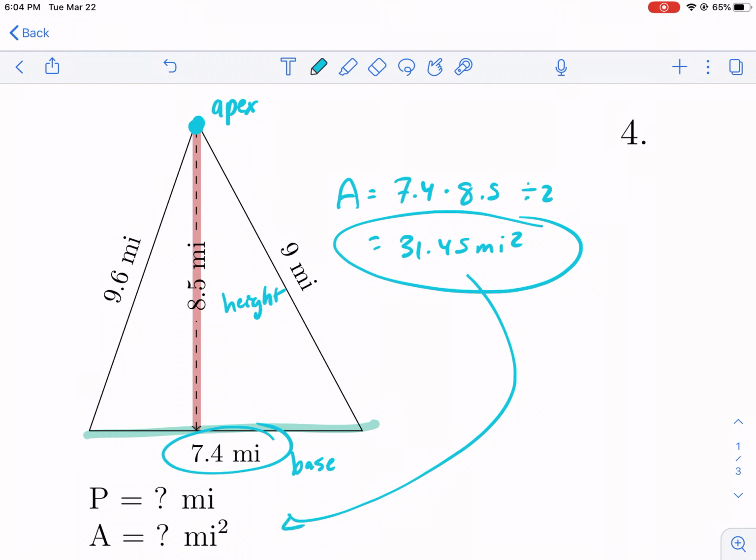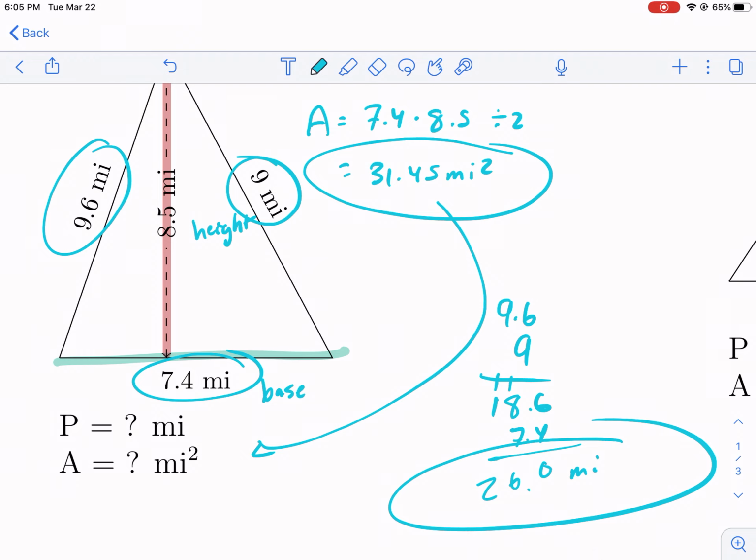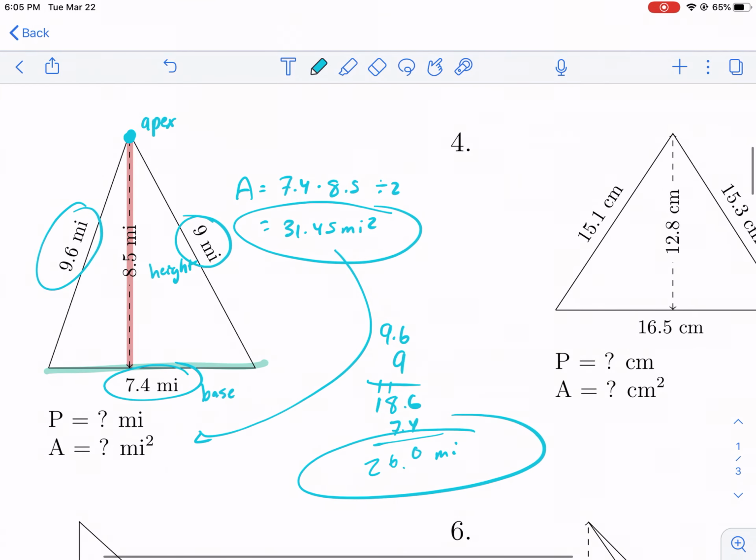There's my answer. Now, if I'm doing perimeter, now you should definitely be able to do this. I'm going to do this just on my scratch pad here, because you should be able to do that. It's 18.6, and I'm just adding 7.4 in there, and that gives me 26.0. So I had 26.0 miles. That's the whole distance around. And then 31.45 miles squared for my area.